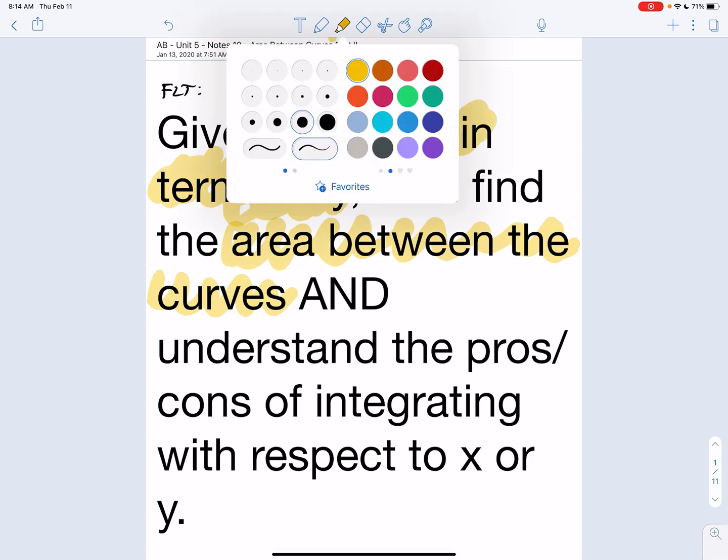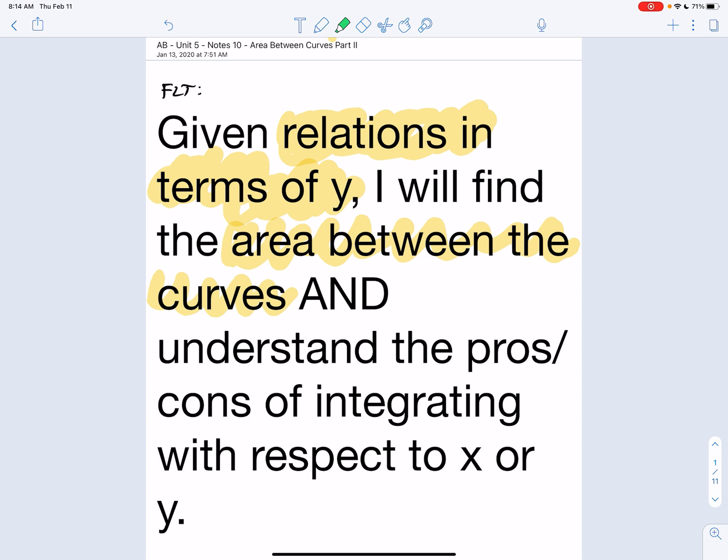What you also want to know, the big takeaway before you leave, is to understand the pros and cons of integrating with respect to x or with respect to y. Like, what the heck is the difference? So keep that in mind.